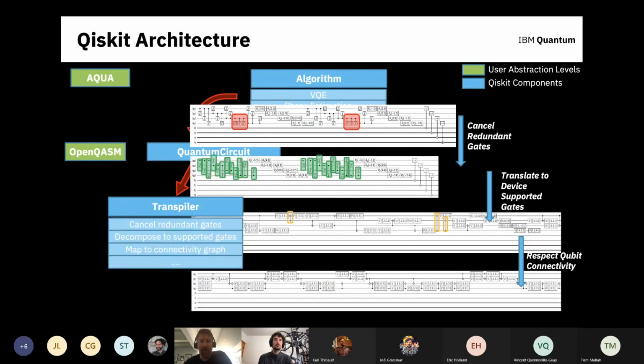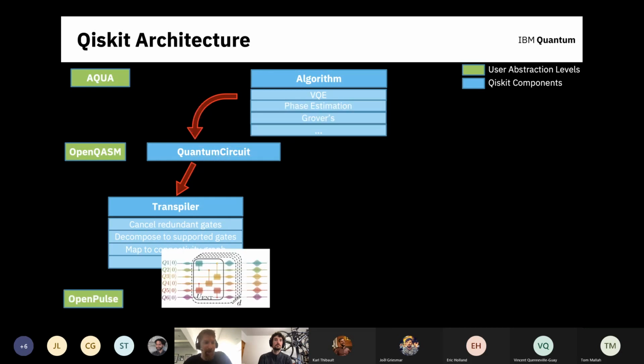So basically, the transpiler does a bunch of things. It's going to look at the abstract circuit and start canceling redundant gates. And then once it's simplified the abstract circuit, it's going to transpile it to the supported gates that can actually be run on the hardware and then figure out a mapping to the actual connectivity. There's a lot more that can go on with the transpiler as well. It's a very interesting and active topic of research, and something we just made a contribution relevant to this as well.